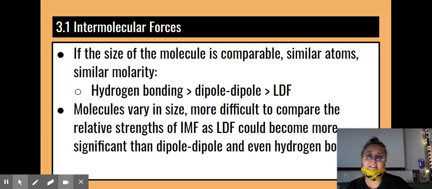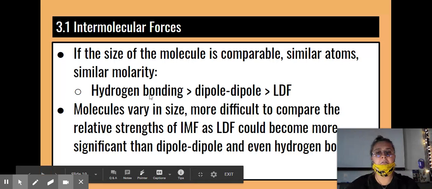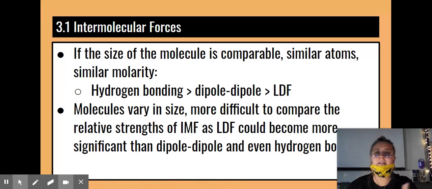Molecules vary in size, and that makes it more difficult to determine your London dispersion forces, because if your molecules are huge, it can actually be stronger than your dipole and even your hydrogen bonding. So you always have to look at the size of your molecules first. And then if they're all the same size, then you can follow this general assumption. Hydrogen bonding being the strongest, London dispersion being the weakest.